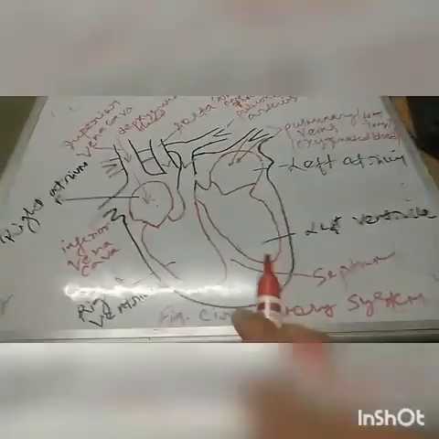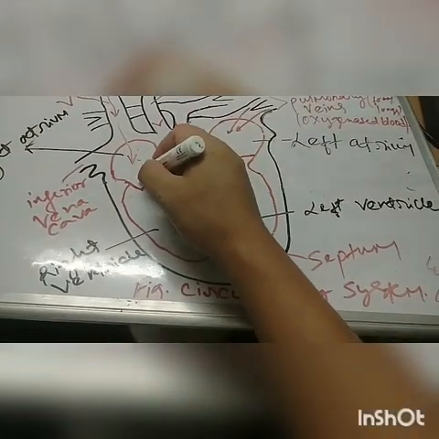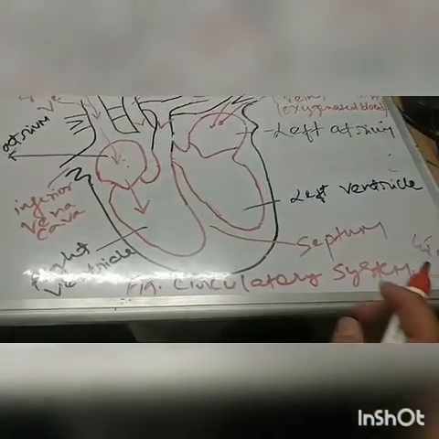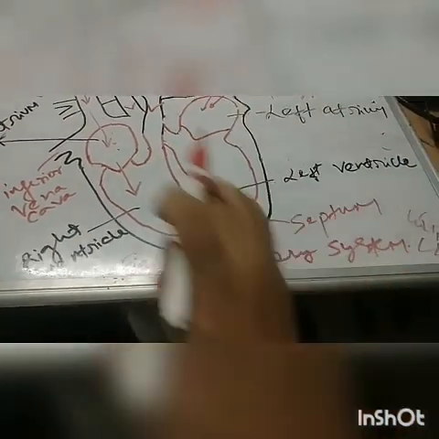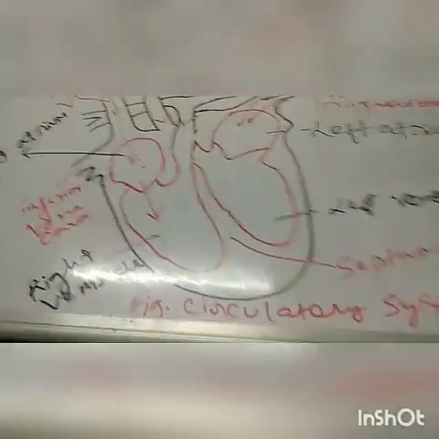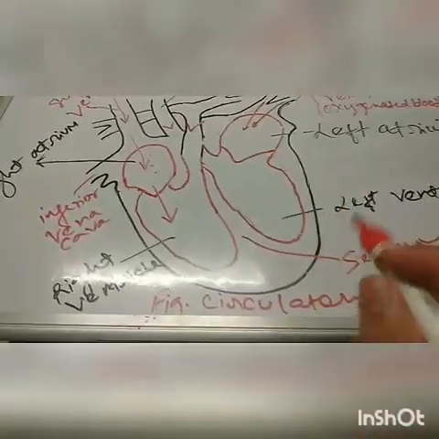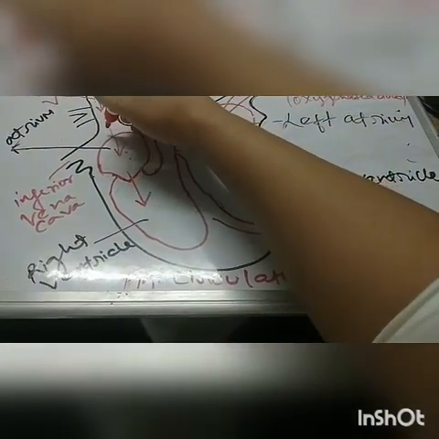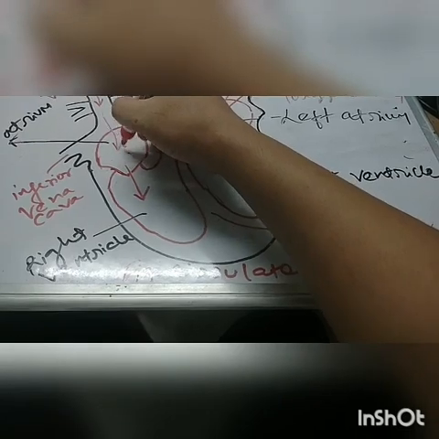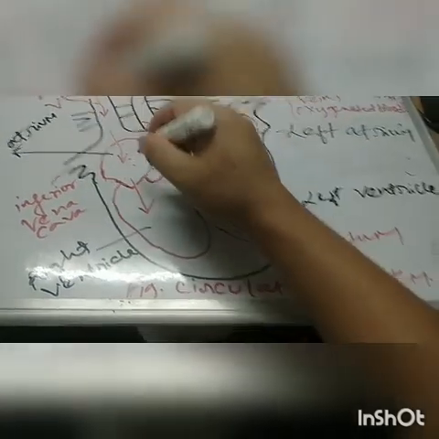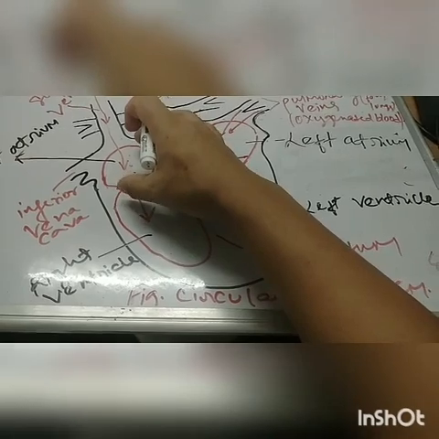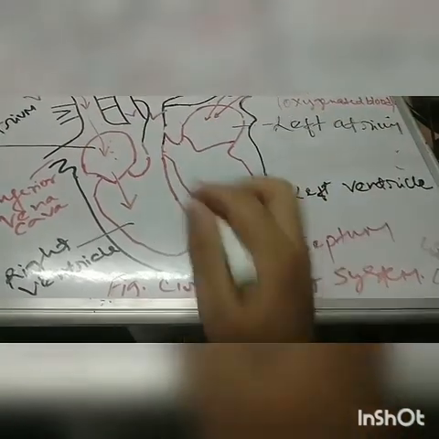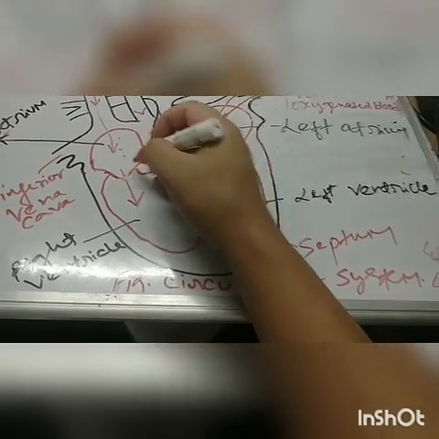All right. So from the right atrium, the blood again pours down to, what is this part? Right ventricle. So the blood comes from the superior vena cava and inferior vena cava, and the blood is stored here for some time, right? And after some time, this atrium contracts, and because of the contraction, there is an opening of a valve.